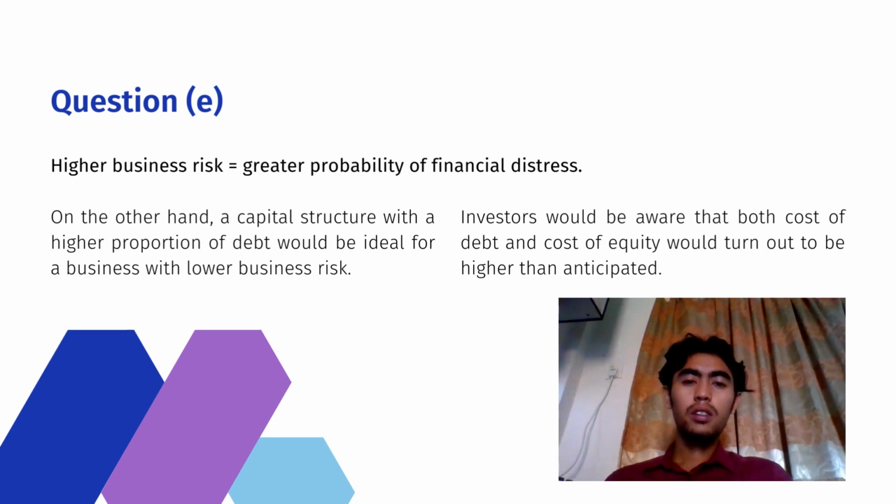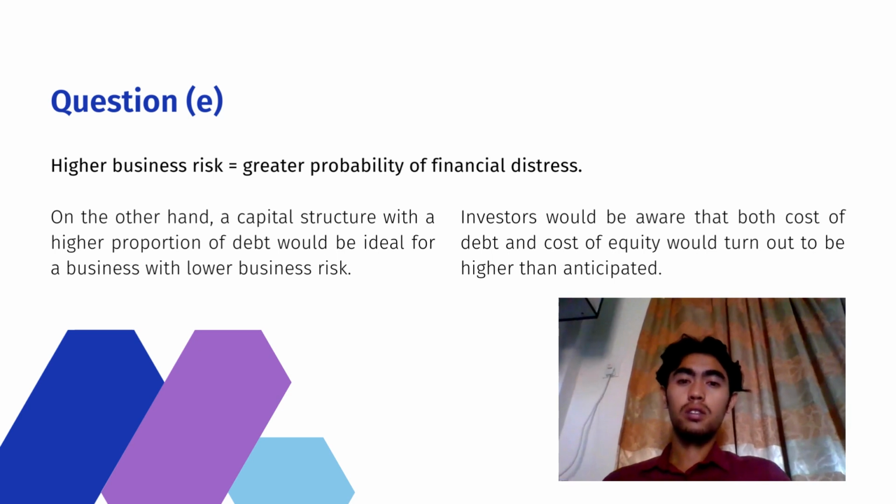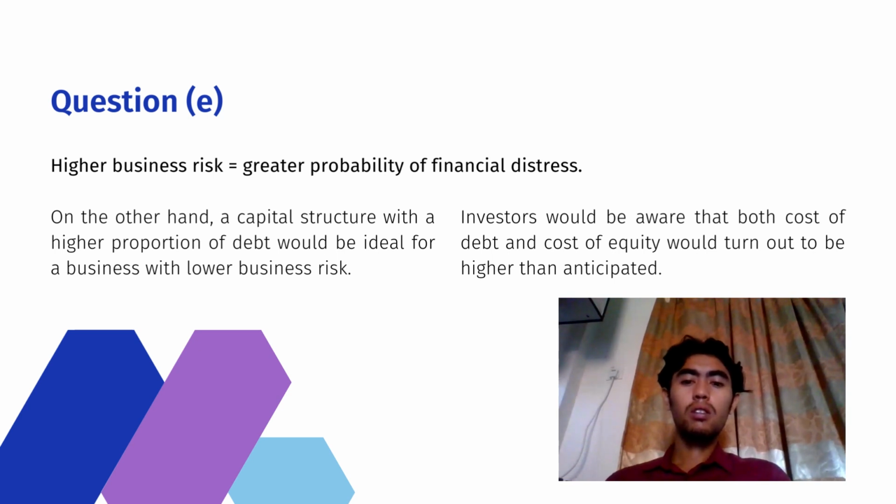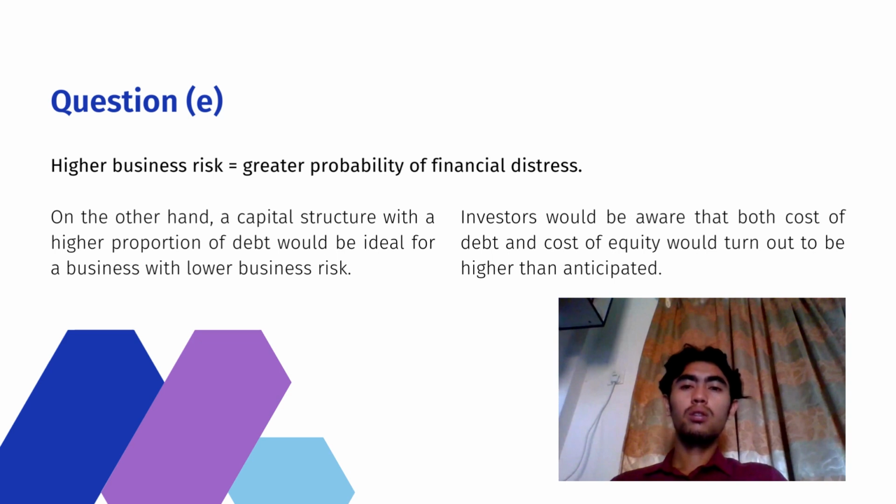So for question E, if the firm had higher business risk, then regardless of the debt level, it would have a greater probability of financial distress. And the outcome would be a capital structure with the least amount of debt. On the other hand, a capital structure with a higher proportion of debt would be ideal for a business with lower business risk. Investors would be aware of this, and both cost of debt and cost of equity would turn out to be higher than anticipated.